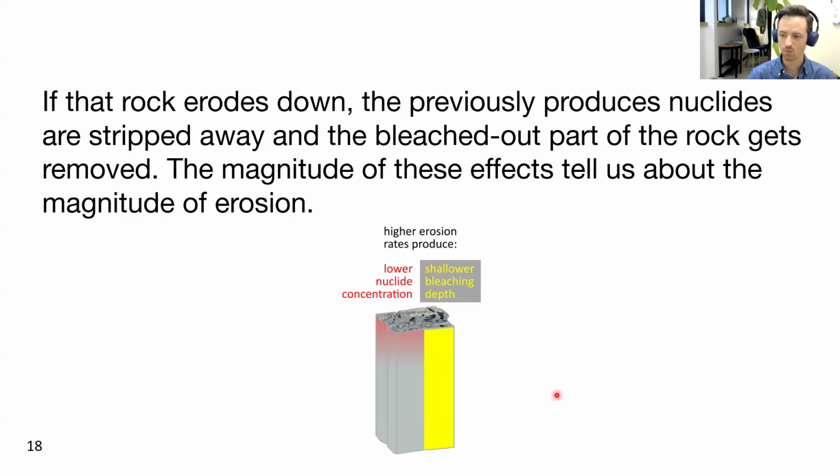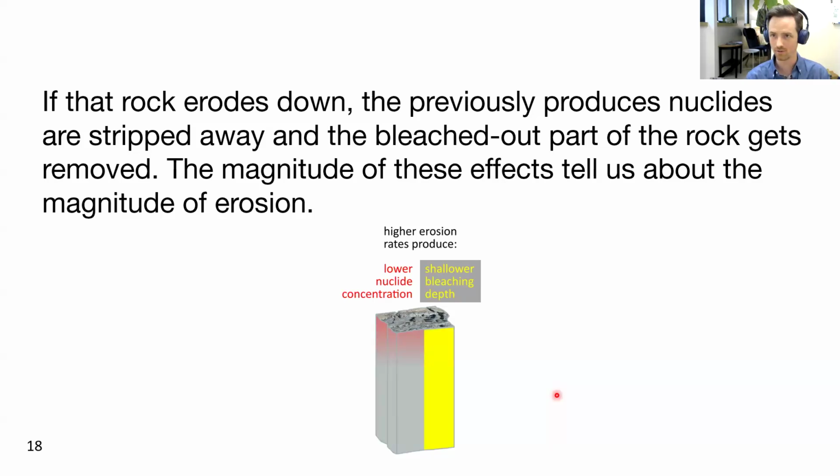Now, what happens if we erode that rock down? Well, then we're going to begin to remove the previous inventory of nuclides. So we'll strip away that rock that was rich in beryllium-10 or carbon-14. In the same way, we're going to begin removing that portion of the rock where the luminescence signal was bleached away. And so we will effectively be bringing that bleach depth closer to the surface.